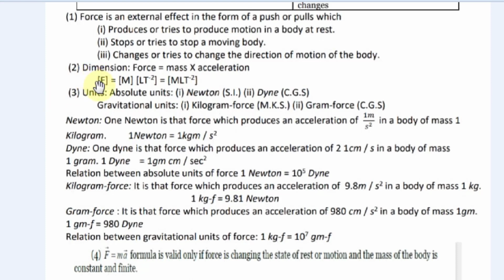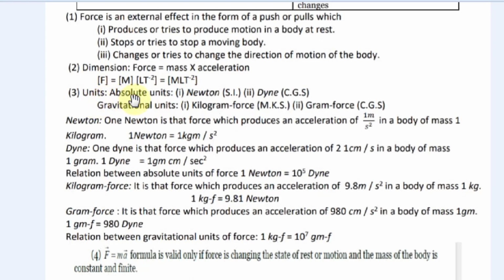So force F, then mass m, then acceleration. The dimensional formula of acceleration is what? Meter per second square. Meter means length and second is time, so LT power minus 2. So overall the dimensional formula of force becomes M L T power minus 2. Is it, my children? M L T power minus 2.